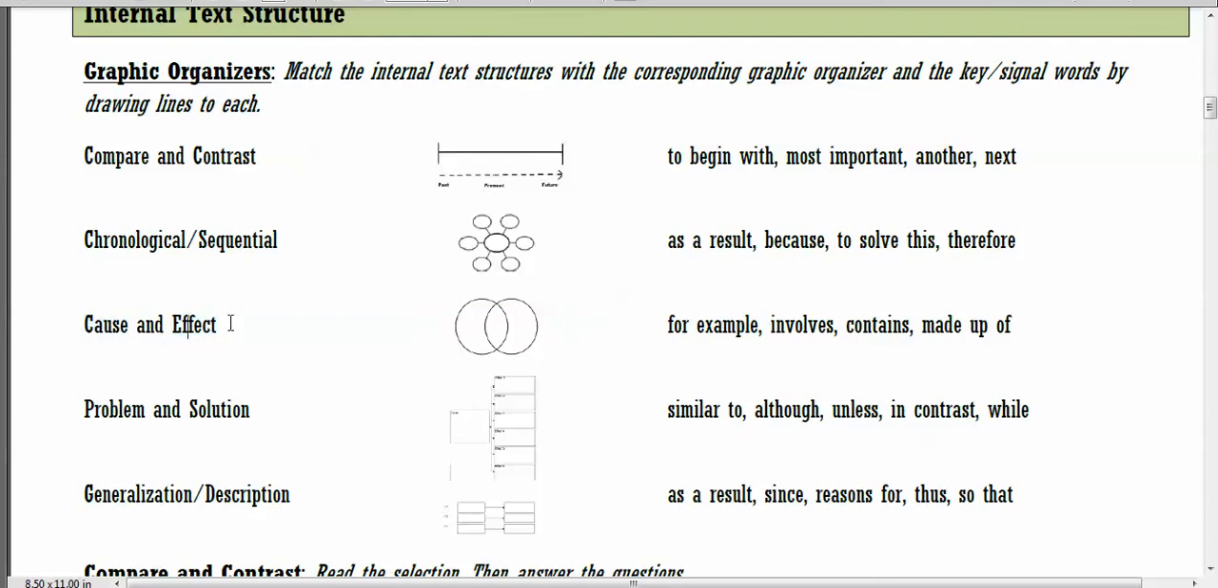So think about the "2 days with no phone" article. In that, we were looking at the results, or the effects, of not having a phone for 2 days, right? Those would have been our effects. But why did they do that? They did that to see what life would be like without the phone. That's our cause. For this type of text structure, you could see words such as as a result, since, reasons for, thus, so that. These are great signal words for cause and effect.